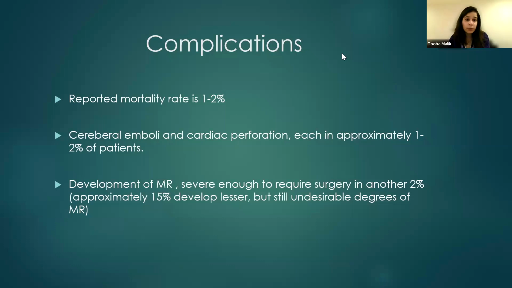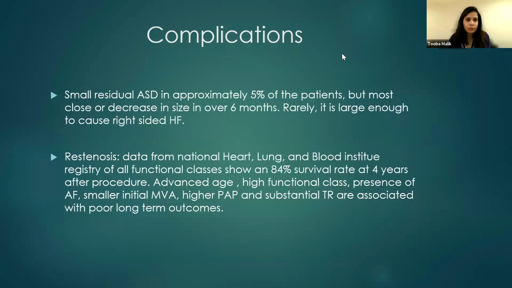And then, like we discussed in the beginning, it can affect your aortic root. So you can get aortic root abscesses as well, or it can affect your bundle of His. So you can get high degree AV blocks as well. So small residual ASD in approximately 5% of patients, but most close or decrease in size over 6 months. Rarely it is large enough to cause heart failure. And you can get restenosis as well.